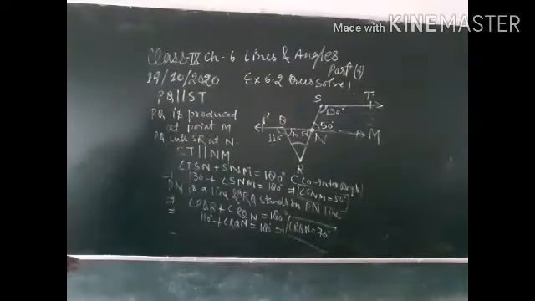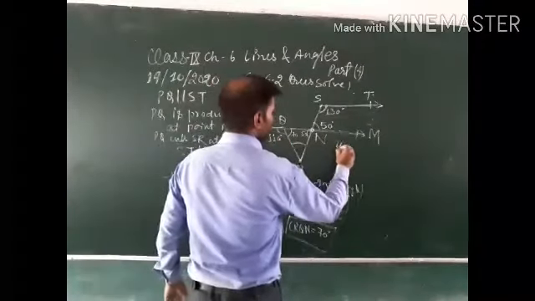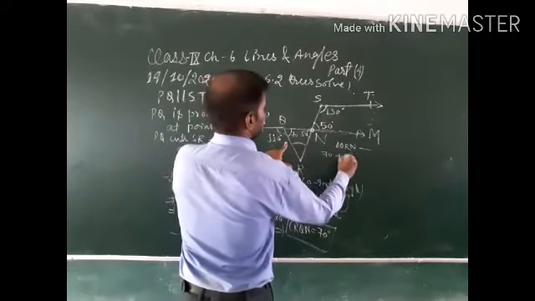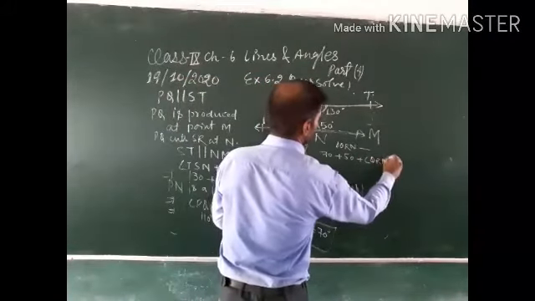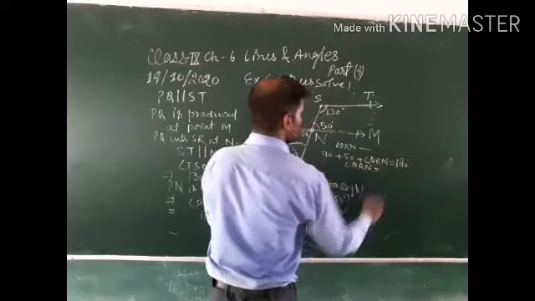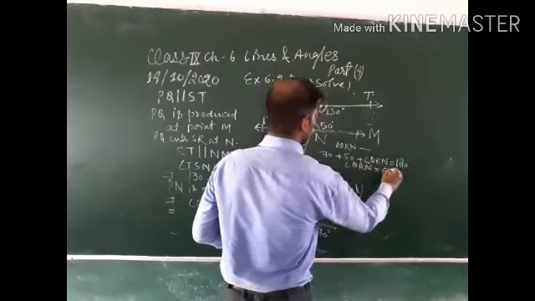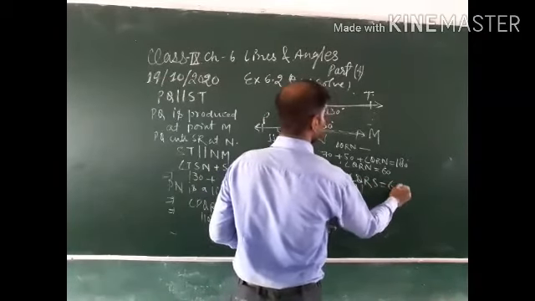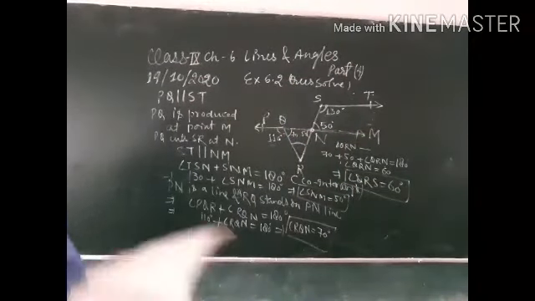Now in triangle QRN, angle RQN 70 plus 50 plus angle QRN is equal to 180. So we get QRN is equal to 60 degrees. So the value of QRS is also 60 degrees.